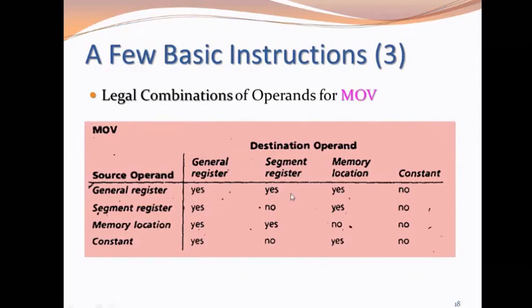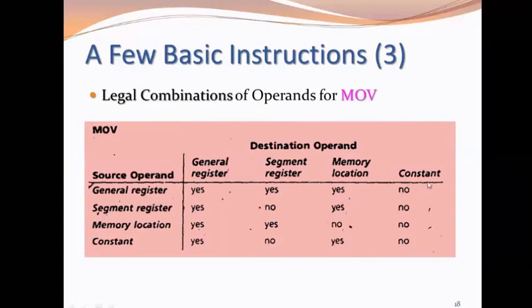But what about this? Destination is a segment register, and the source is a general register. Is this yes or no? It is also legal. Whatever registers it is, it doesn't matter. Destination is a segment register and source is a general register, it is yes. Destination is a memory location and source is a general register, it is yes.